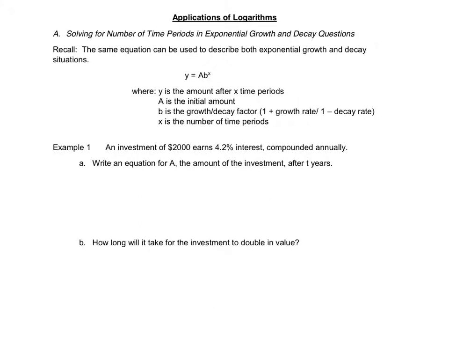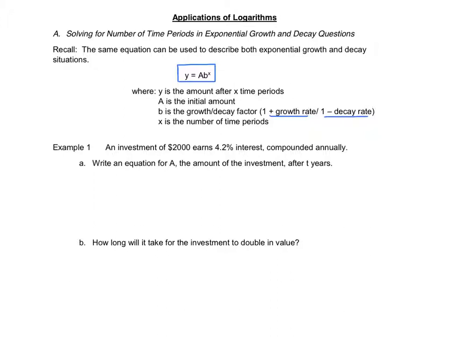In this lesson, we're going to look at some applications of logarithms, starting with exponential growth and decay questions, which you've likely seen in the past. So just to remind you, the formula for exponential growth and decay looks like this: y equals a times b to the x. And in that formula, y is the amount you end up with after x time periods. A is the initial amount, so what you start with. B is the growth or decay factor, which is calculated as either 1 plus the growth rate or 1 minus the decay rate, and x is the number of time periods.